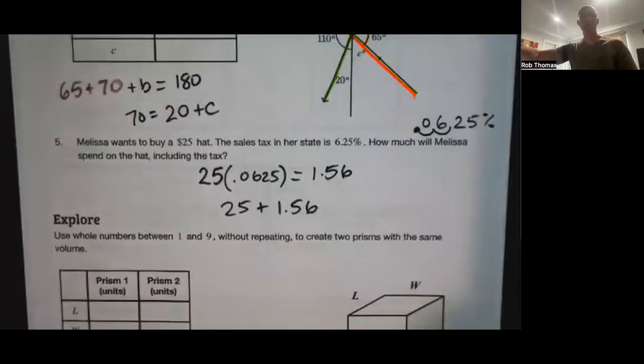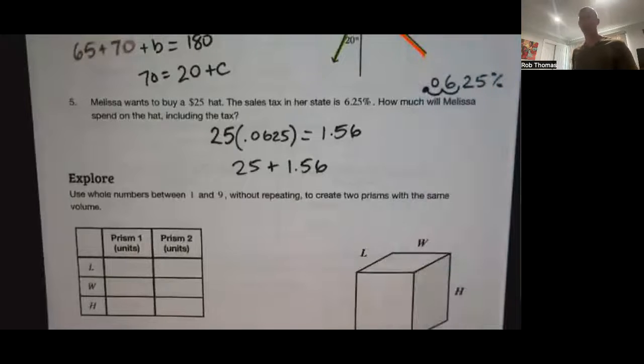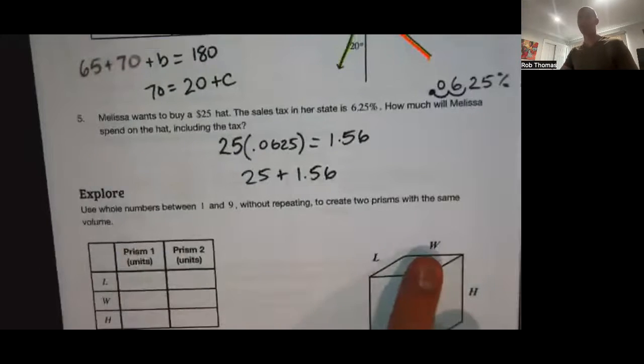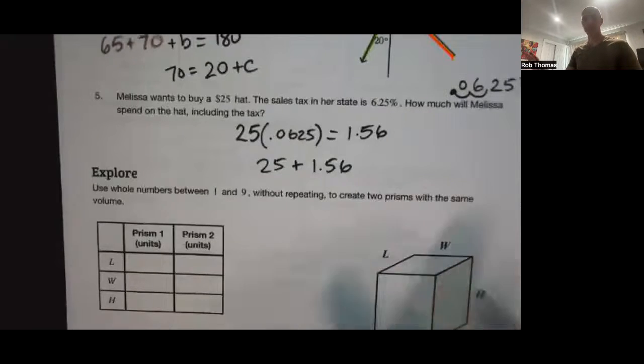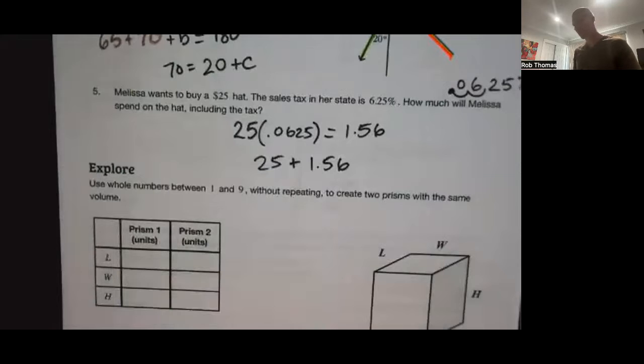All right, the last part is the Explorer. Remember, the general rule on the Explorer is you don't have to always be able to fully solve and finish them because sometimes they're tough, but you got to show me you at least tried it. You messed with it, you punched in some numbers, you gave it a shot. So it says use the whole numbers between 1 and 9 without repeating to create 2 prisms with the same volume. Wow. Okay, so I guess they want rectangular prisms to start off with. They didn't really specify that, but I assume that based on the drawing there.